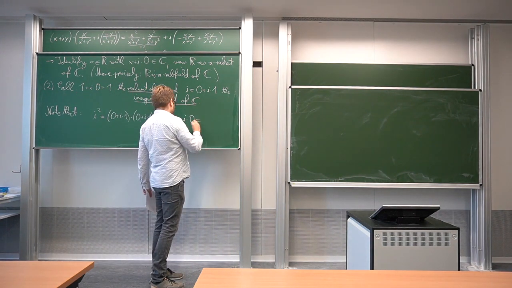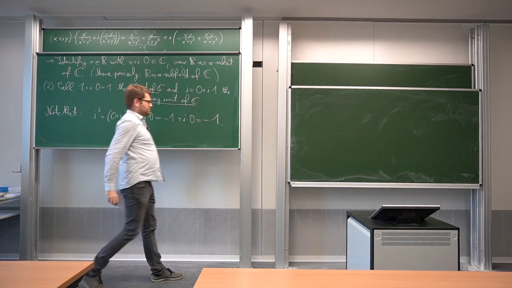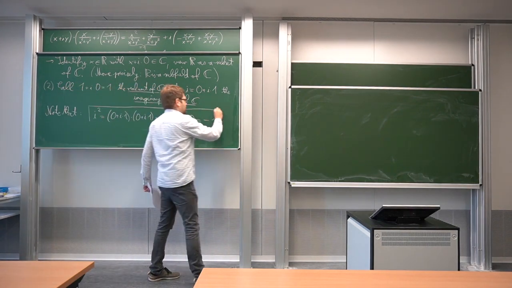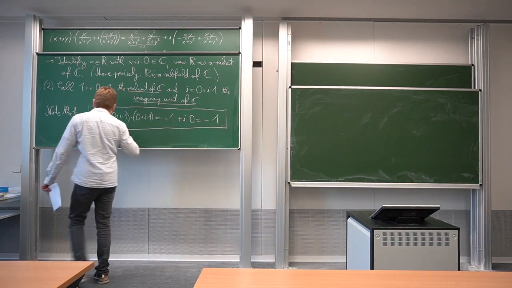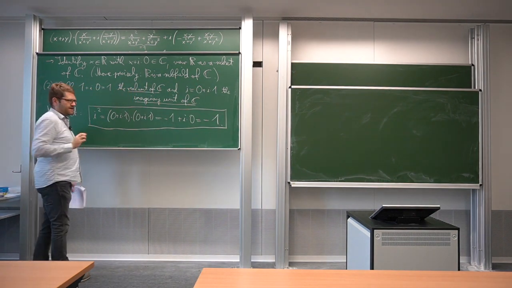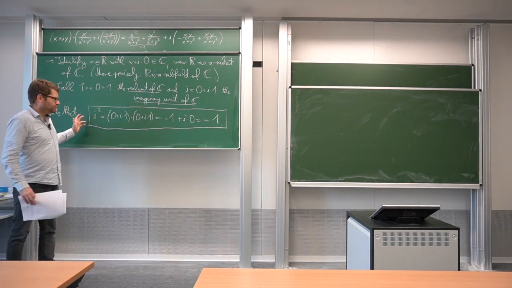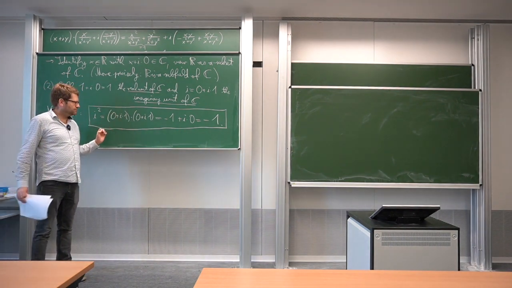And this is simply minus 1. So this is the point here. Now this field contains an element which, in terms of its multiplication, squares to minus 1. And this is what we didn't have in ordered fields or in the real numbers before. So here we really get something new, so this is really a new ingredient.